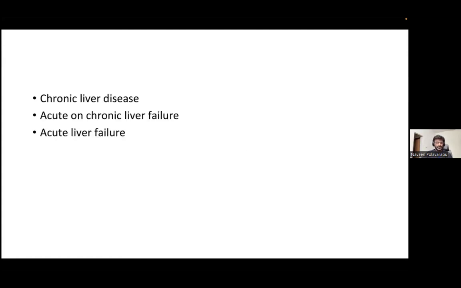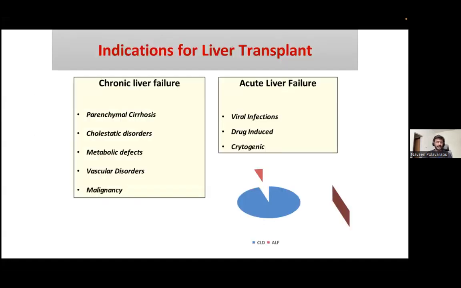Okay, coming to the indications, I'm sure you are all aware of them: chronic liver disease, acute on chronic liver failure, and acute liver failure. These are the three main indications. Of course, the other thing which I didn't add over here is hepatocellular carcinoma, or HCCs, and also the storage disorders, particularly in the young, pediatric population.